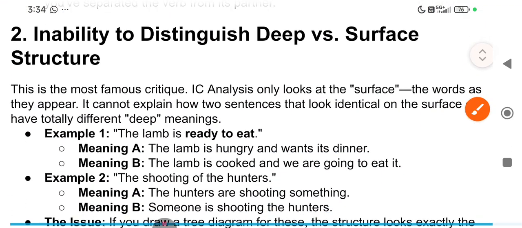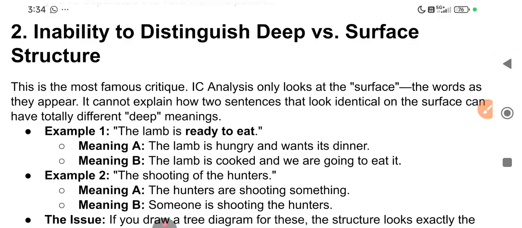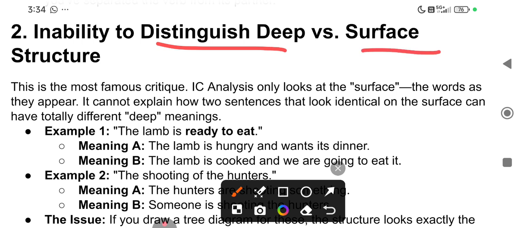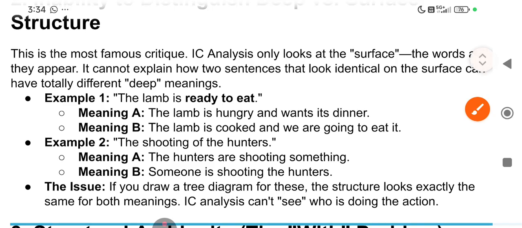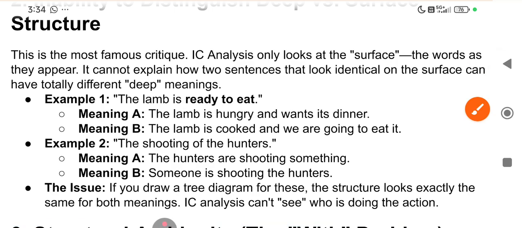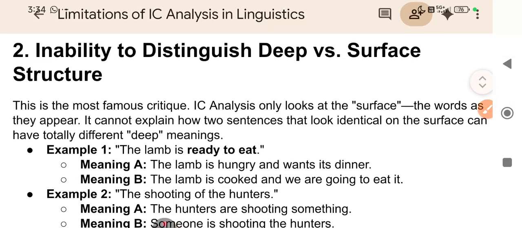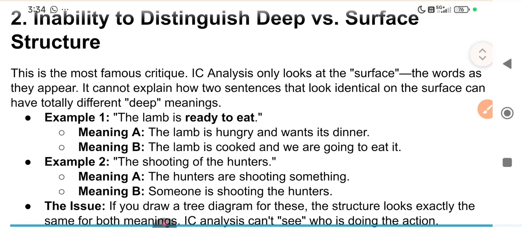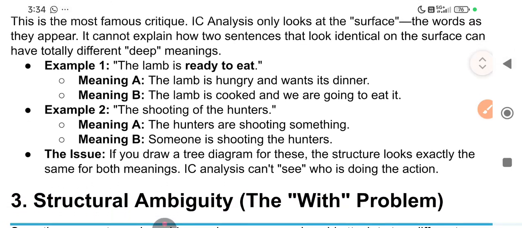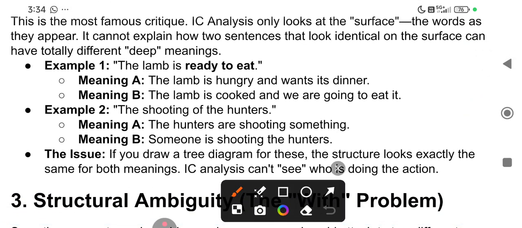Another problem: inability to distinguish deep versus surface structure. Deep structure is different and surface structure is different. Deep meaning is different, surface meaning is different. So IC analysis isn't capable of distinguishing deep structure and surface structure. What is the most famous critique? That's a very big problem. IC analysis only looks at the surface.